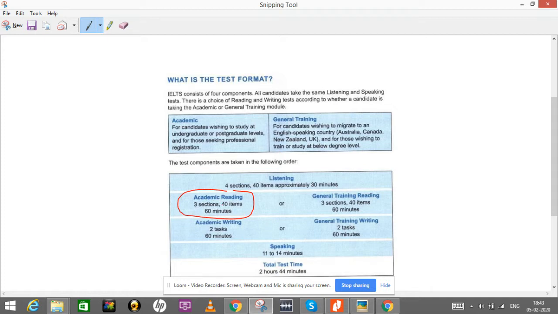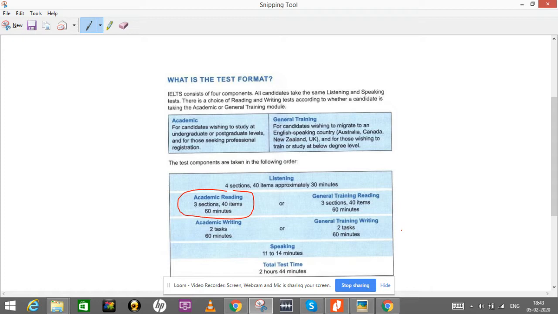Now, academic reading. A lot of people go for general training as well. There is not a major difference between academic reading and general training reading, although the marking criteria is different for general training and for academic. However, if you talk about the difficulty level, both match.